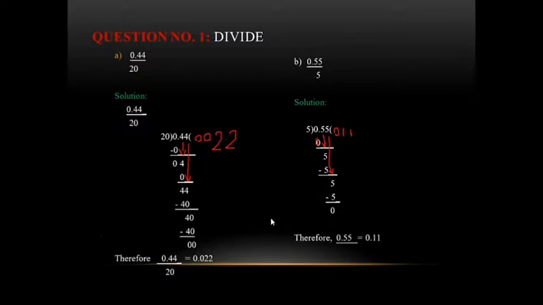Therefore, 0.55 divided by 5 is equal to 0.11. This is how we have to perform the division.